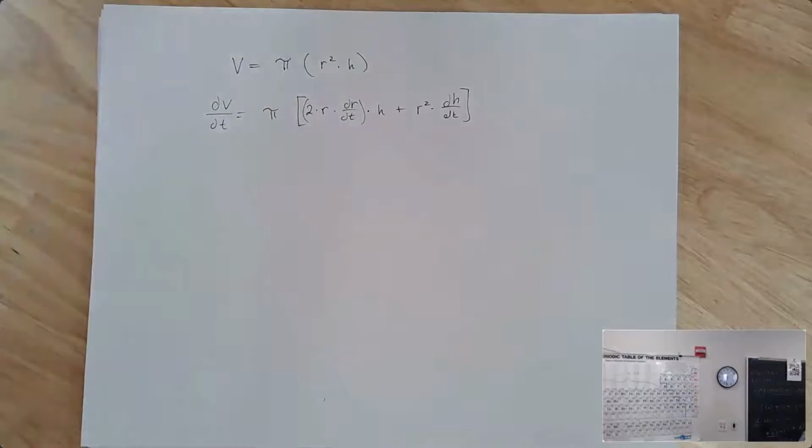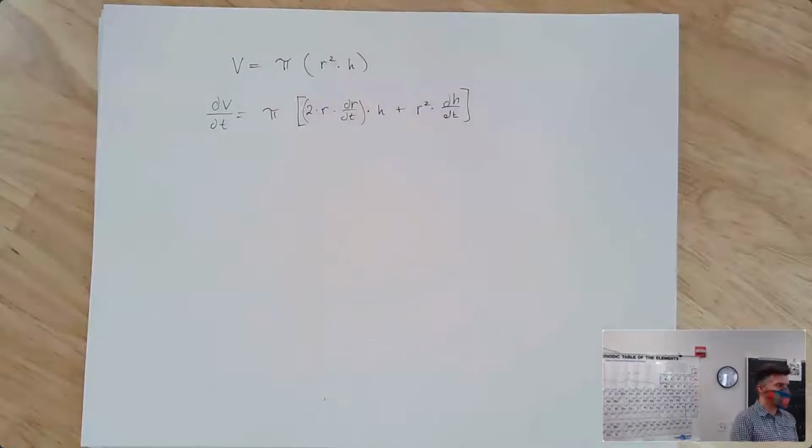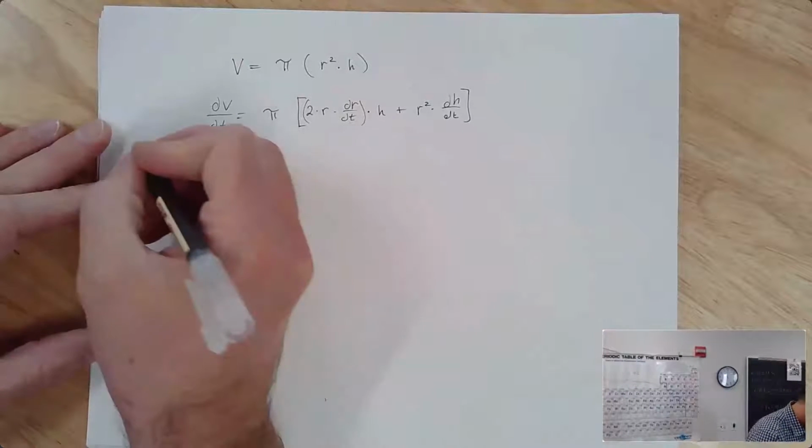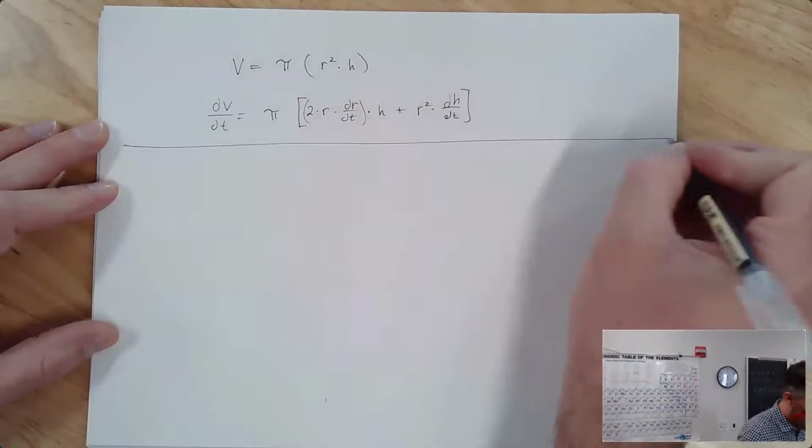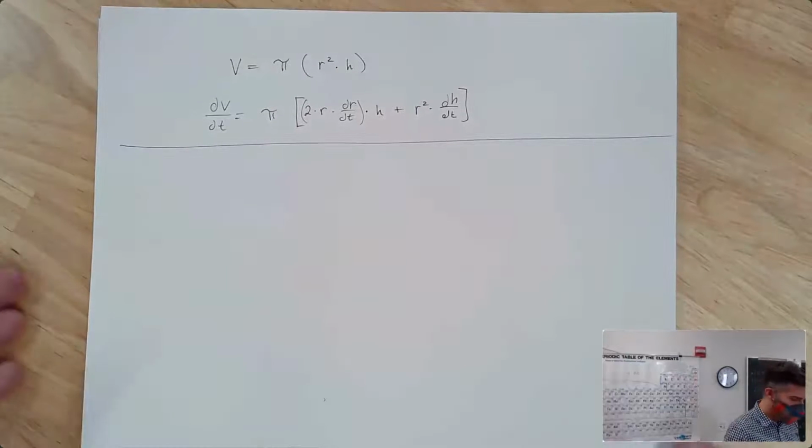So I will mention, it's kind of atypical to have an example like this where someone says the radius and the height are both changing in different ways. A more typical example of how you might see a problem with a cylinder is something like this.